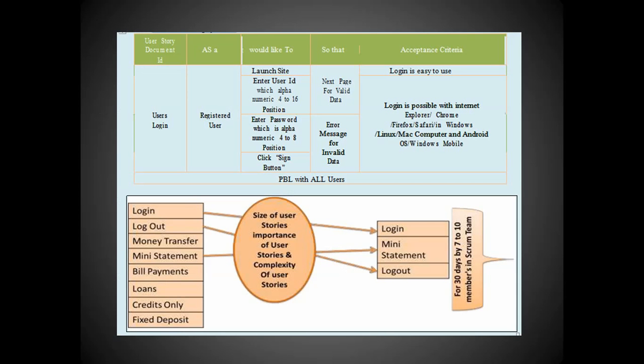Next, let us consider an example user story, with document ID, like this: user login. As a registered user in this online banking system, I would like to launch the site, enter the user ID, which is alphanumeric with 4 to 16 positions, and enter the password, which is alphanumeric with 4 to 8 positions. Then click on the sign in button. So what I need to get is the next page for valid data, and an error message for invalid data.